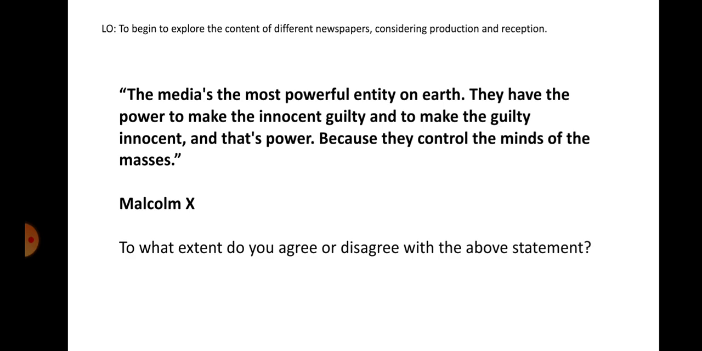It says here, "The media is the most powerful entity on earth. They have the power to make the innocent guilty and to make the guilty innocent, and that's power, because they control the minds of the masses." And that's from Malcolm X. To what extent do you agree or disagree with the above statement? Again, about 3 to 5 minutes to have a bit of a think about that.